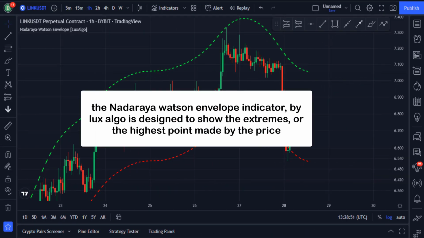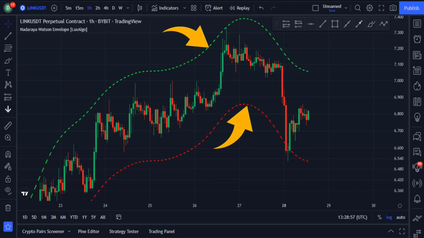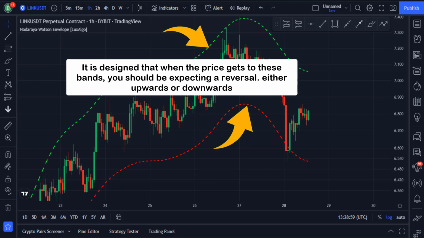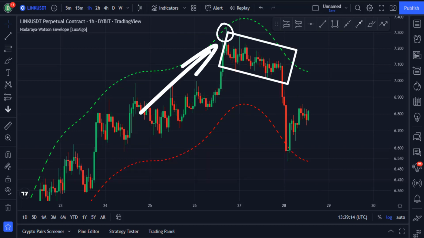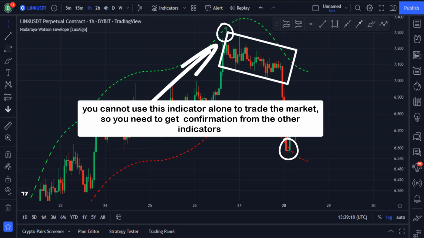Now, the Nadaraya-Watson envelope indicator by Lux Algo is designed to show the extremes, or the highest point made by the price, using these 2 kernel smoothing bands. It is designed that when the price gets to these bands, you should be expecting a reversal, either upwards or downwards. So the Nadaraya envelope sometimes acts as a support or resistance, to show the exhaustion of price strength in that particular direction. Just like when price got to this point, it consolidated before it reversed, making a lower low. But you cannot use this indicator alone to trade the financial market. So let's explain the second indicator.